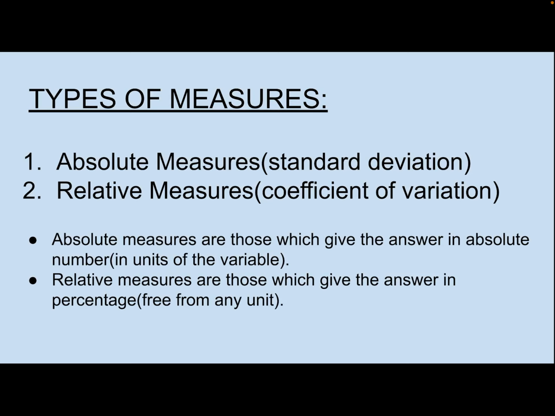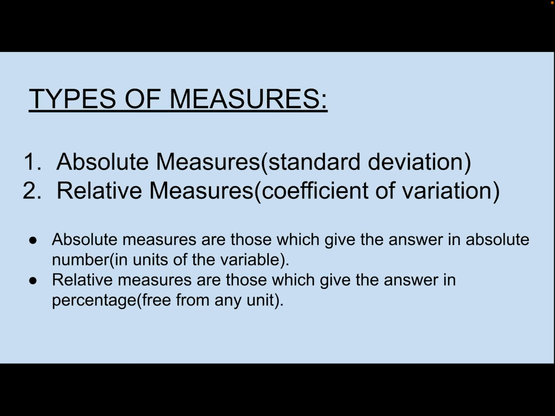Before we start with the calculation part, there are 2 types of measures: absolute and relative. Absolute measures are those measures which, when calculated, give the answer in absolute number. That number is attached with the unit of measurement. For example, if you're finding the standard deviation of height of 50 students, then the standard deviation or the absolute measure will always come in the units in which the data is represented. It could be in inches, could be in centimeters or feet.